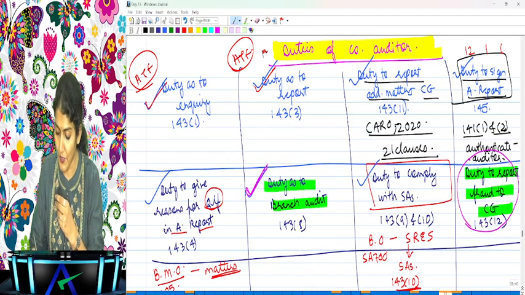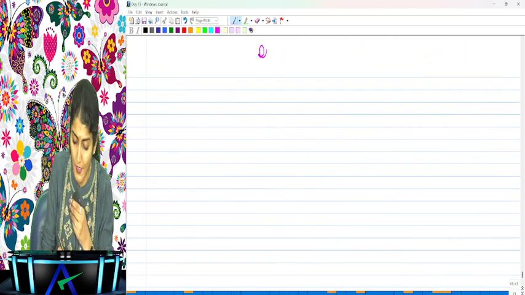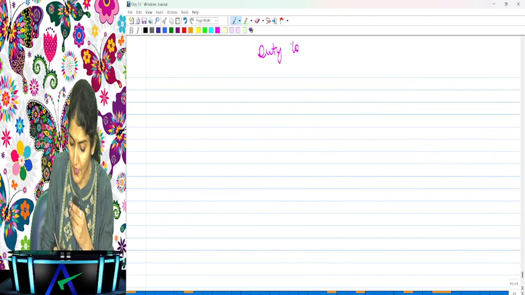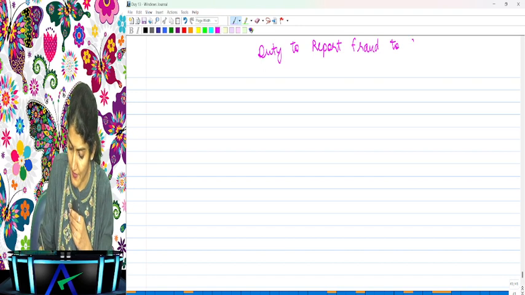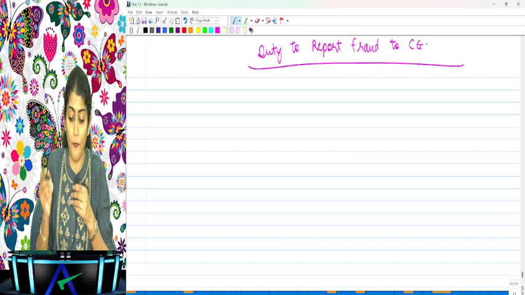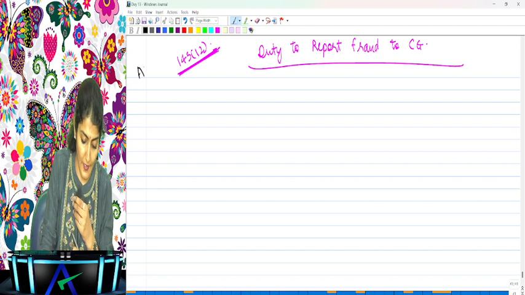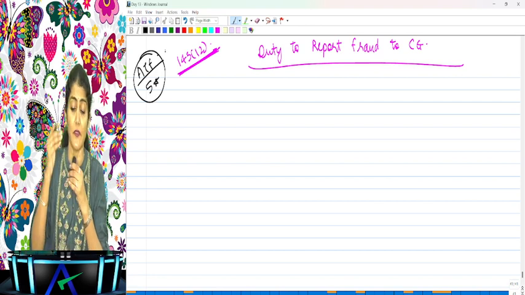So now we need to discuss only one, which is the duty to report the fraud to CG, that is, to the central government. What does it say? If an auditor, in the course of performance of his duties as an auditor. Again, an ATF 5-star, super important question, coming a lot in the MCQs also.